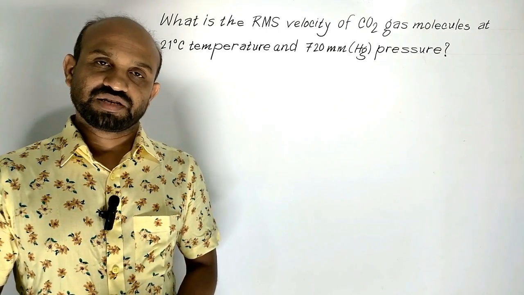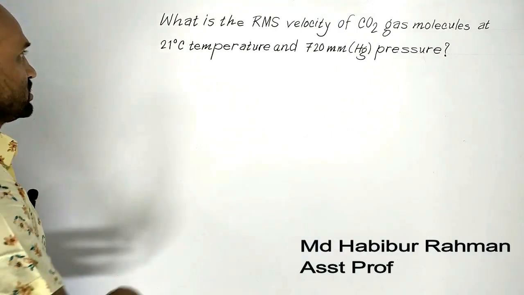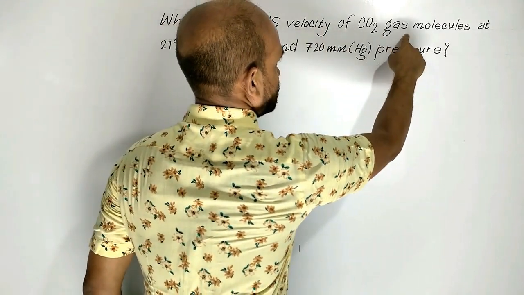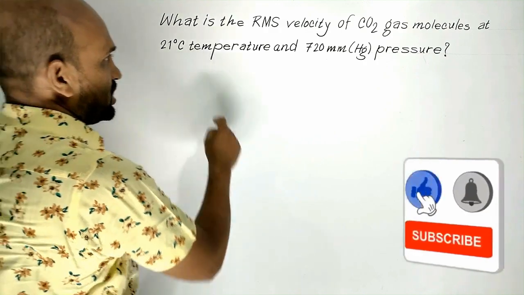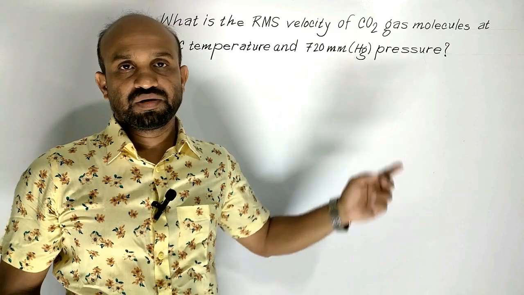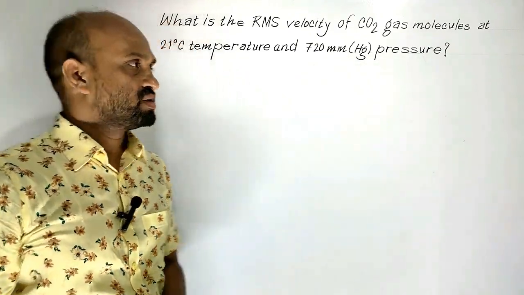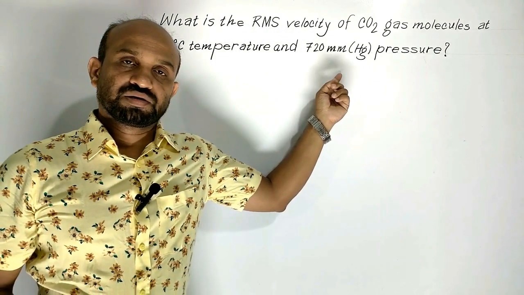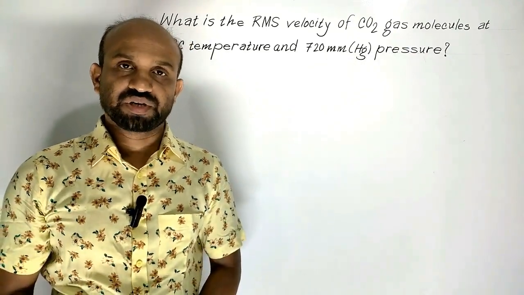Mathematical problem related to RMS velocity. Let us see the problem. What is the RMS velocity of carbon dioxide gas molecules at 21 degrees Celsius temperature and 720 millimeter mercury pressure? That is, RMS velocity of carbon dioxide gas has to be calculated at 21 degrees Celsius temperature and 720 millimeter mercury pressure. The matter can be depicted in this way.